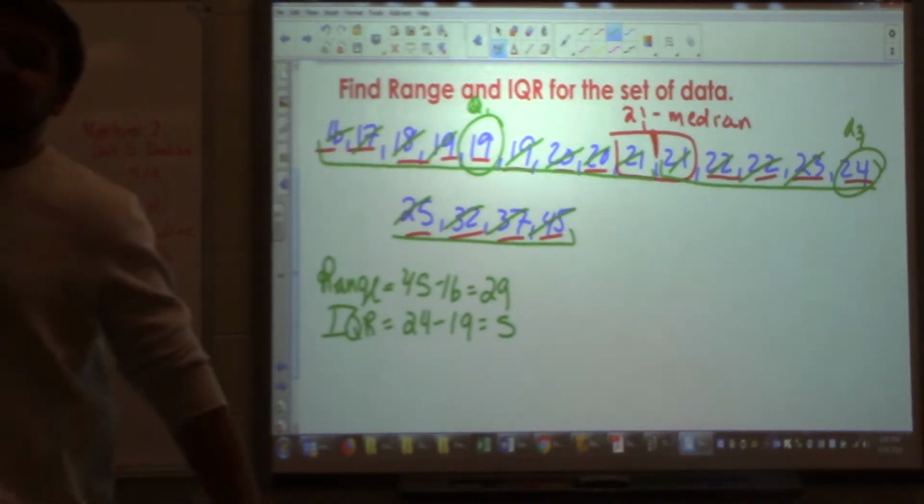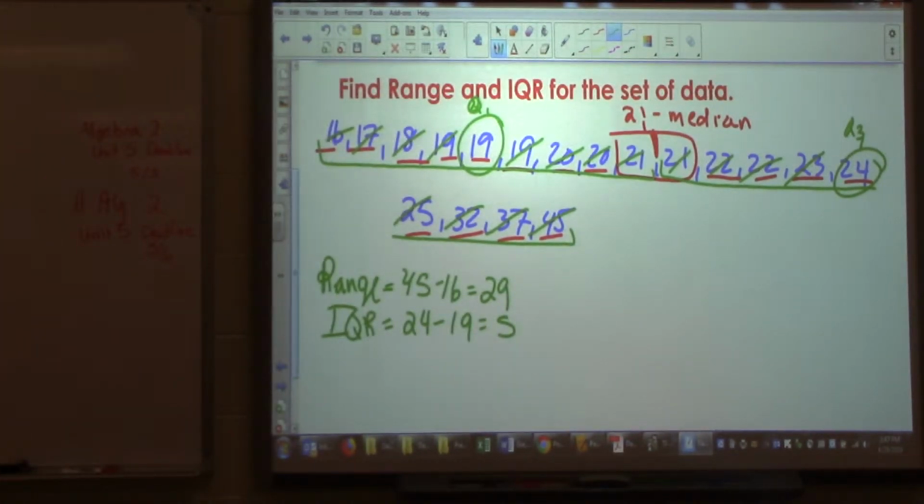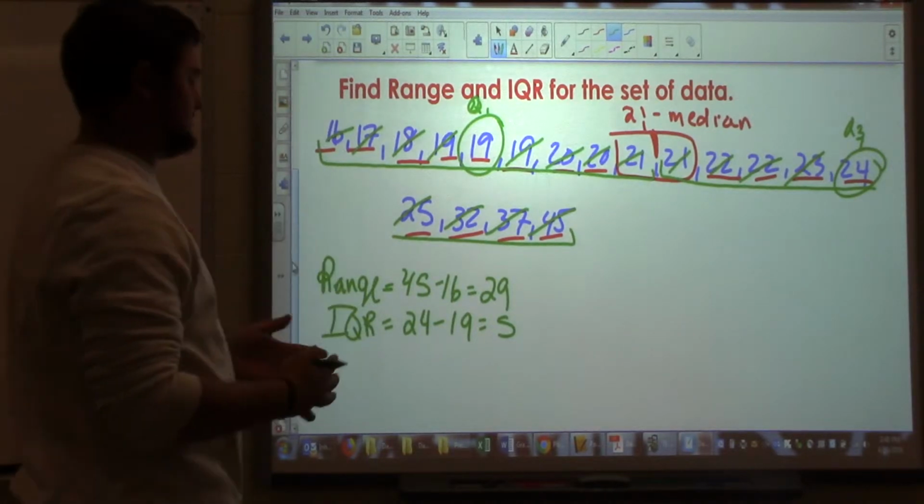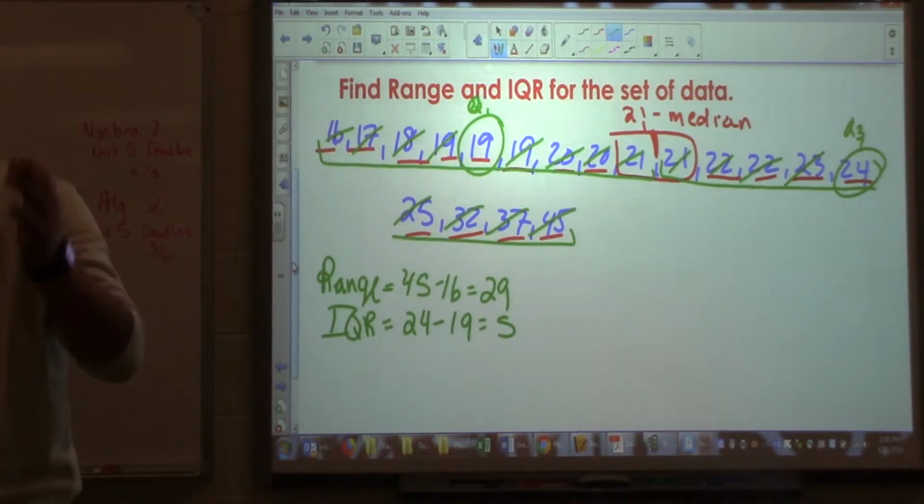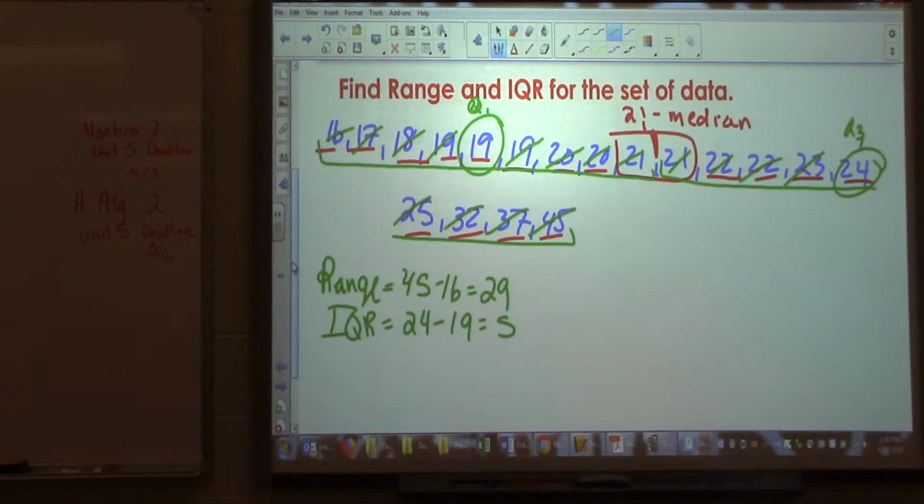Right? So the range is really spread out. It tells me the whole set of data is between 29 different numbers. The IQR tells me that half of my data is between 5 different numbers. So that middle half of my data is all bunched together between 5 different numbers.